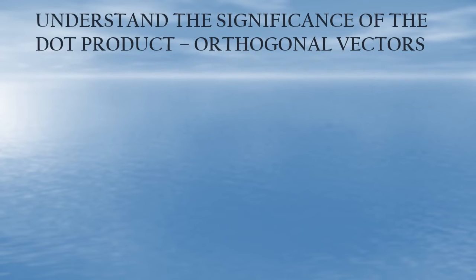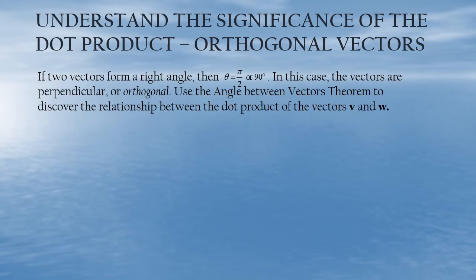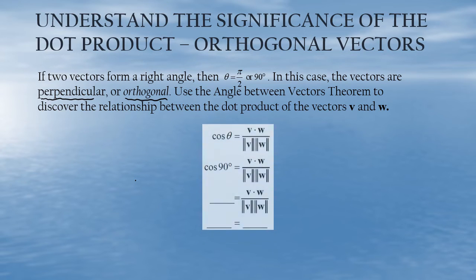All right, and now let's talk about the significance of the dot product, not in terms of parallel vectors, but in terms of what we call orthogonal vectors. If two vectors form a right angle, then the angle is pi over 2, or 90 degrees. In this case, the vectors are perpendicular or orthogonal. In other words, those two words are interchangeable. Use the angle between vectors theorem to discover the relationship between the dot product of the vectors V and W.